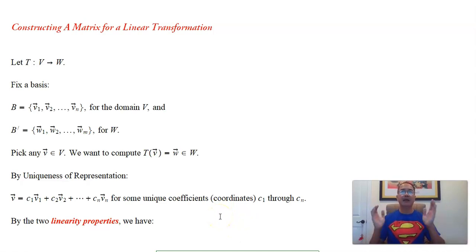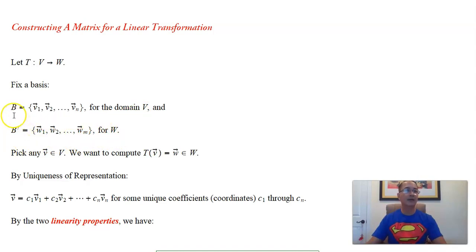But now we are ready to put things together to construct a matrix for a linear transformation. Suppose that P goes from V to W, and we have verified that it is a linear transformation. We are going to fix a basis for the domain and a basis for the codomain.